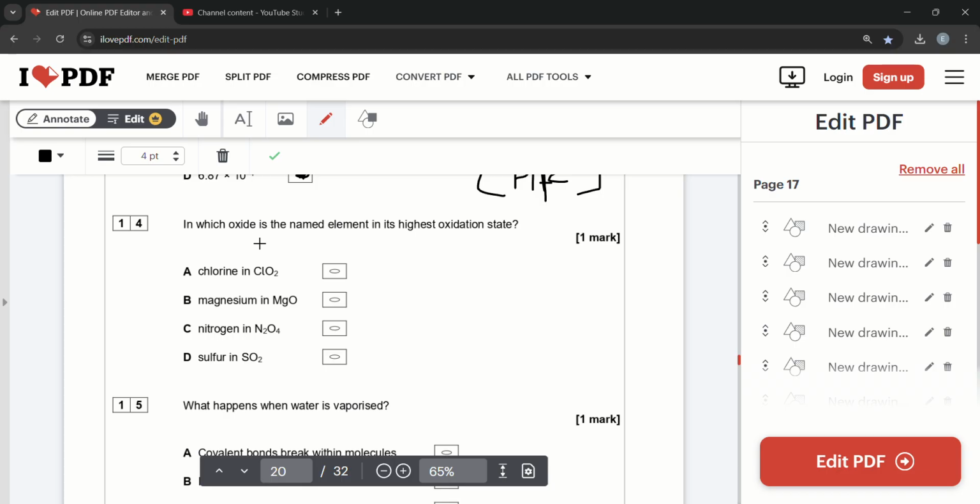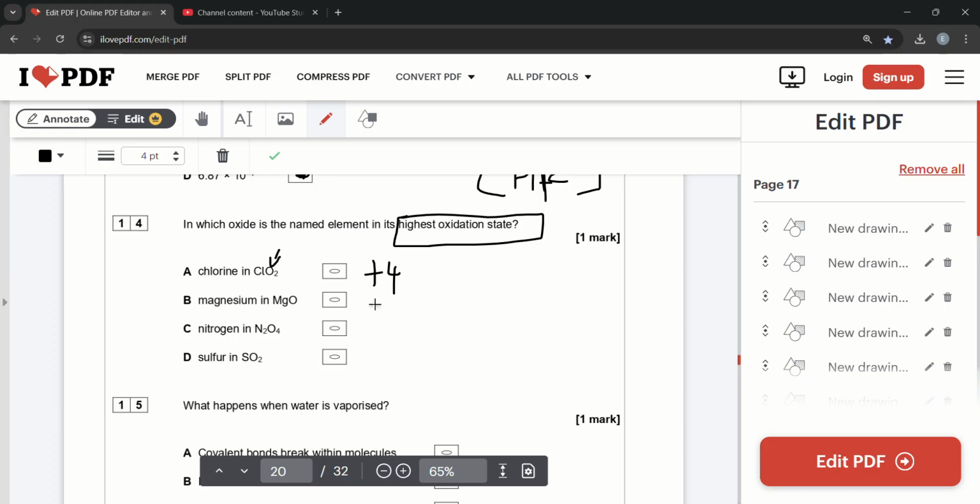In which oxide is the named element in its highest oxidation state? It doesn't want you to find the oxidation states and then say, okay, that one's the highest. No, it's the named element in its highest oxidation state. So let's go through it. Chlorine, ClO2: oxygen is -2, so -4, so chlorine is going to be +4. So let's just work out oxidation states first.